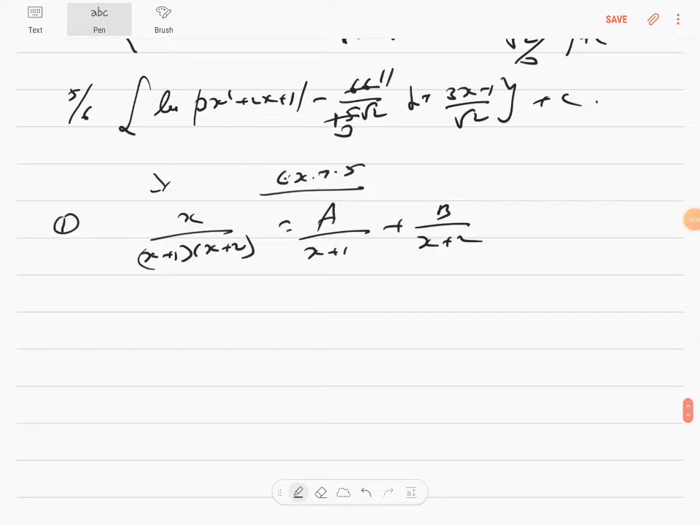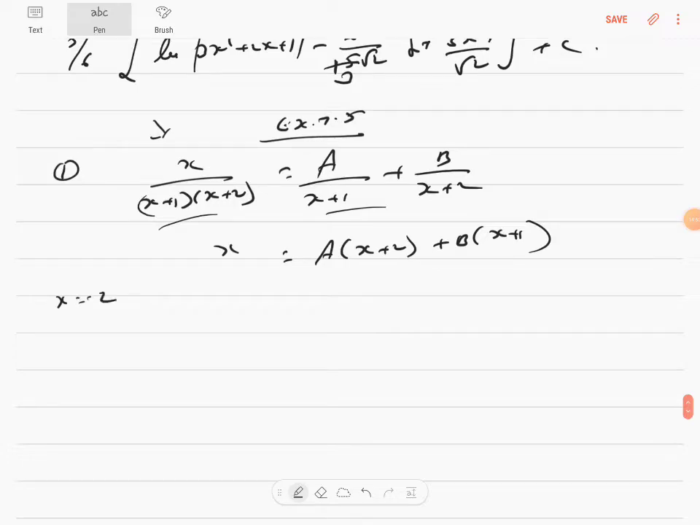In that case, if you take LCM, it will be a into x plus 2 plus b into x plus 1, which will be equal to x, because the denominator of both these terms will get cancelled. So if you assume x is equal to minus 2, because this will become 0, it's convenient, and x is equal to minus 1, this will become minus 2 is equal to, this will become 0. So minus 2 plus 1 is minus b. So therefore you get b is equal to 2.